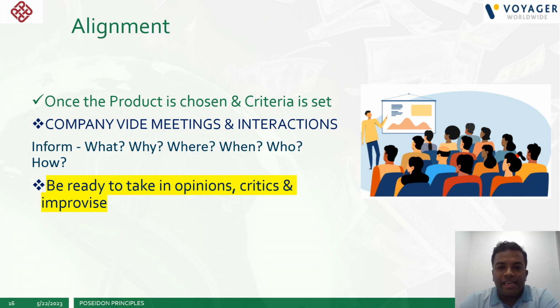Once the product idea is chosen and the criteria is set, now is the time to align the whole company on what we are going to do, why, where, when, who, and how. This is where we need to be ready to take in opinions, criticism, and improvise.